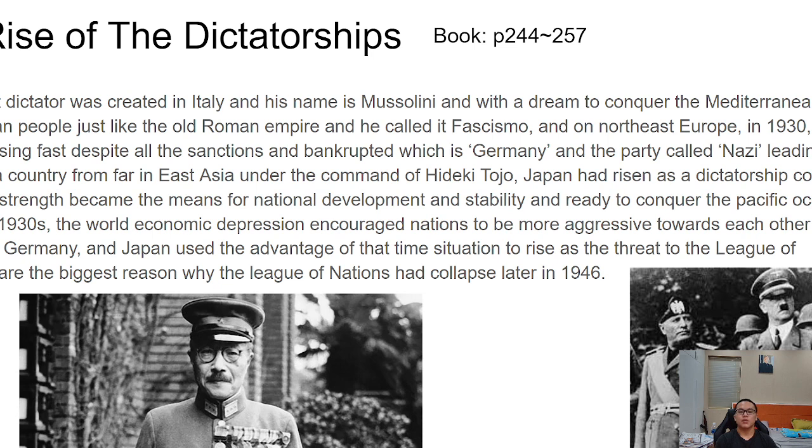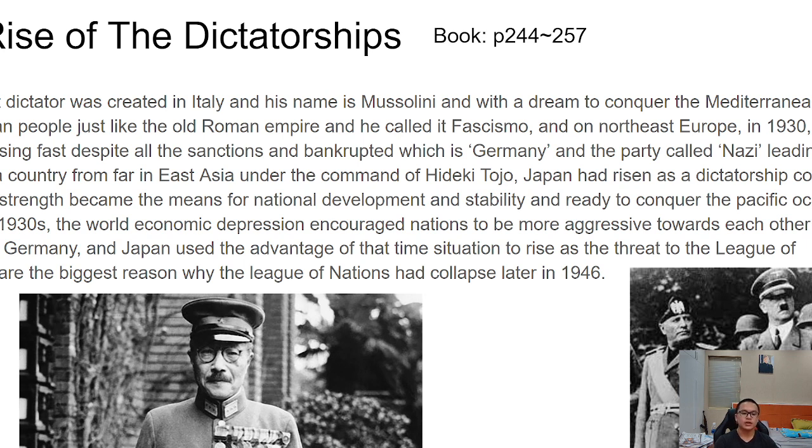Second, the rise of the dictatorships. In 1922, the first dictator came to power in Italy, and his name was Mussolini. With a dream to conquer the Mediterranean and reunite all the Italian people just like the old Roman Empire, he called it Fascismo. And in Northeast Europe in the 1930s, a country was rising fast despite all the sanctions and bankruptcy, which was Germany, with a party called the Nazis, led by Hitler.